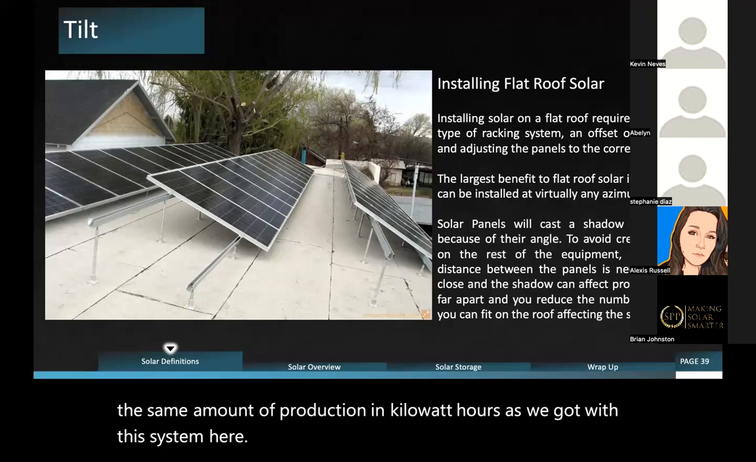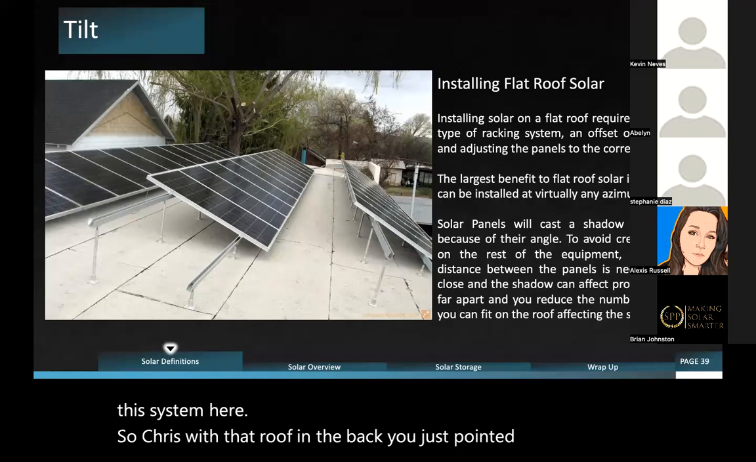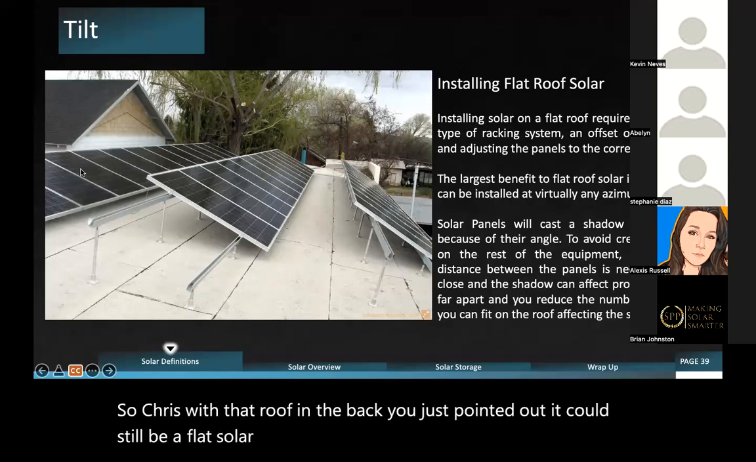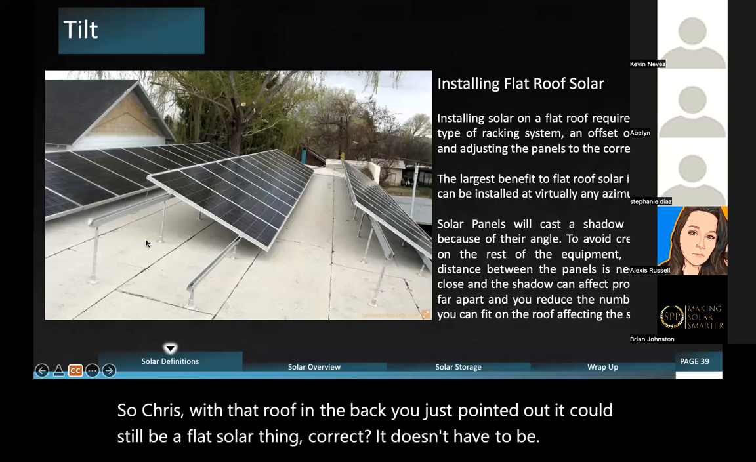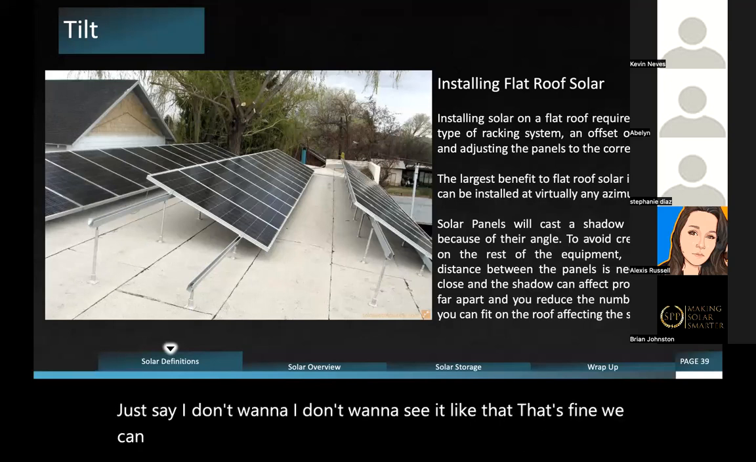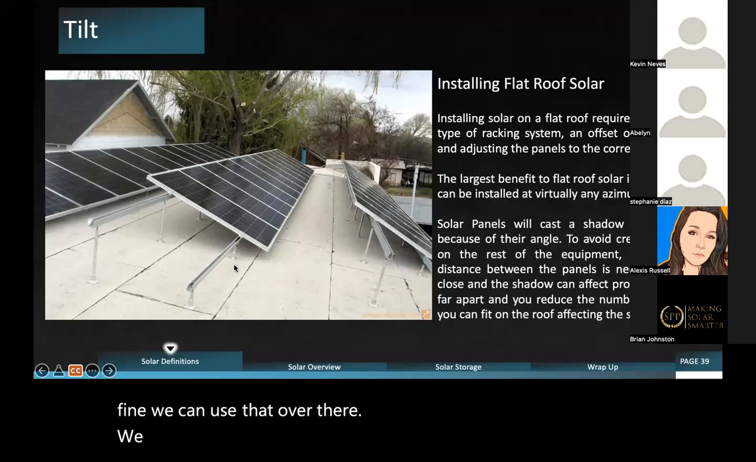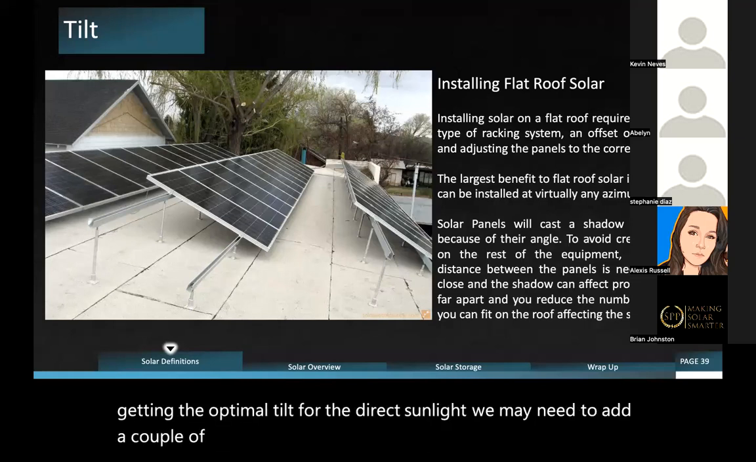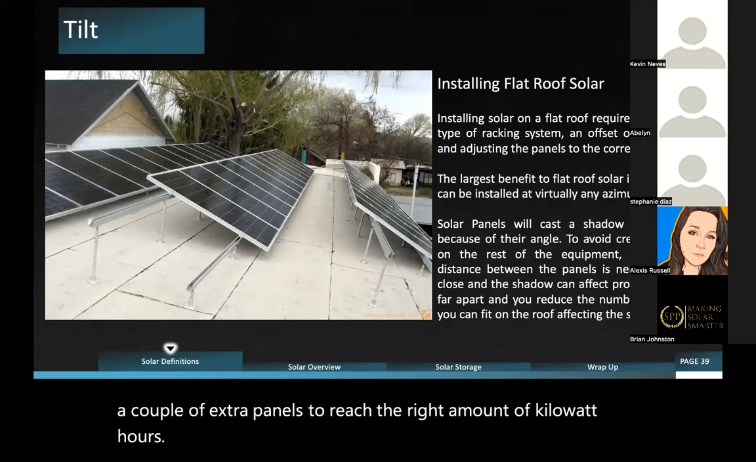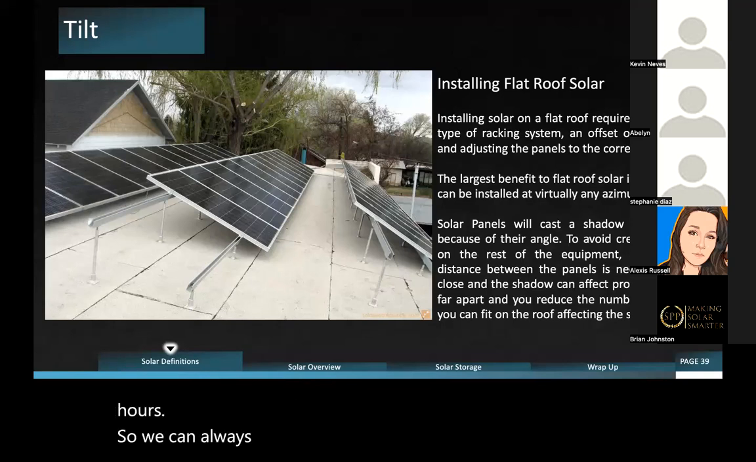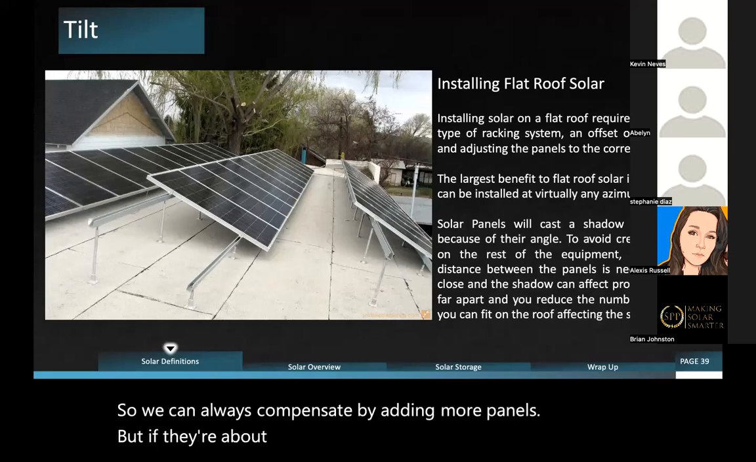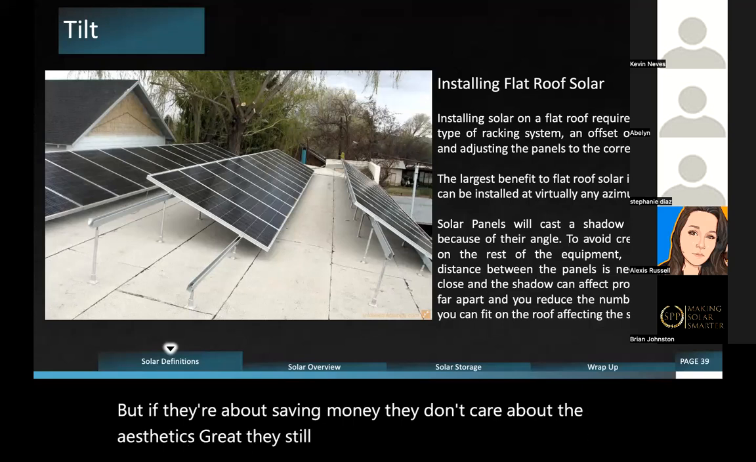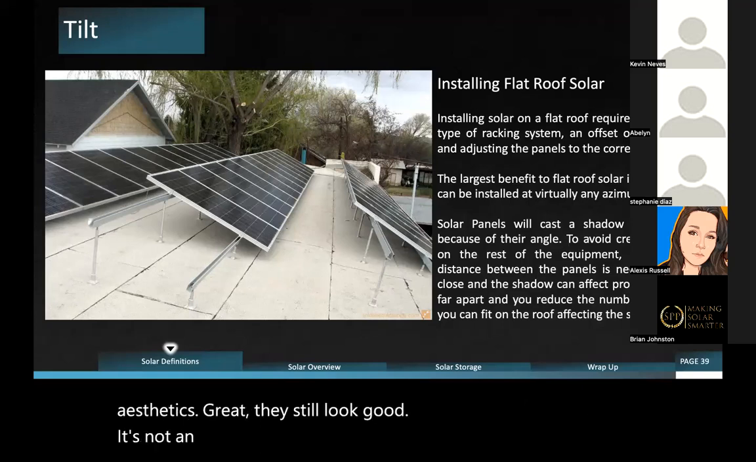So Chris, with that roof in the back you just pointed at, it could still be a flat solar install, correct? It doesn't have to go right there. Because you will get customers who say, I don't want to see it like that. That's fine. We can actually still install it flat on here. But because we're not getting the optimal tilt for the direct sunlight, we may need to add a couple of extra panels to reach the right amount of kilowatt hours. So we can always compensate by adding more panels. But if they're about saving money and they don't care about the aesthetics, great. They still look good. It's not an issue. We're going to make sure the install is clean.